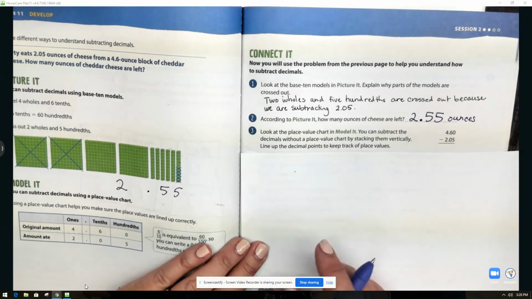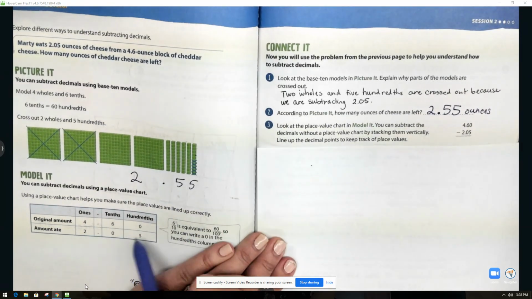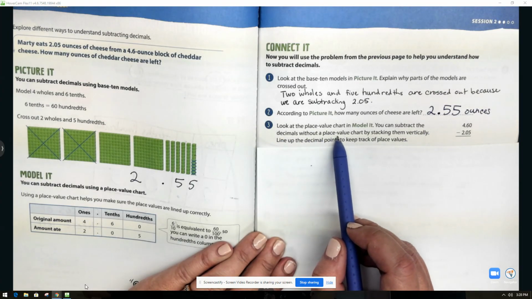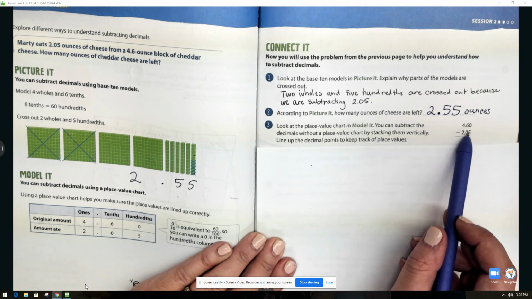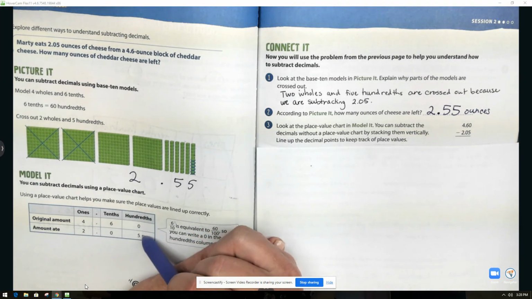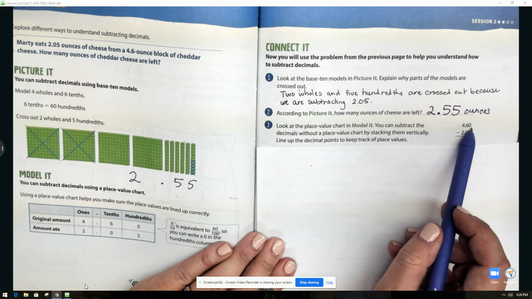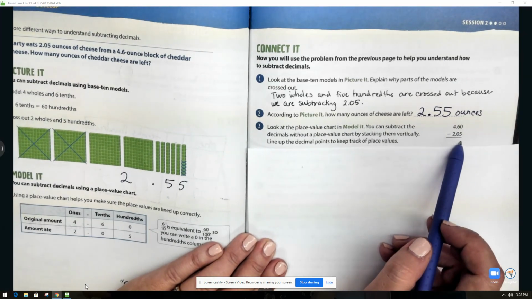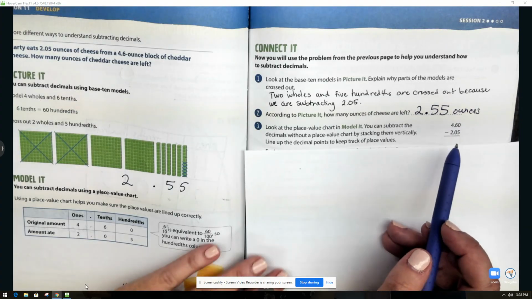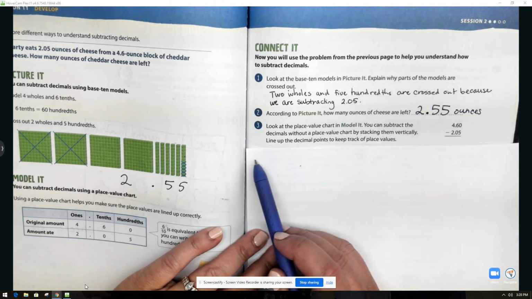Now, if we look at the place value chart and model it over here, you can subtract the decimals without a place value chart by stacking them vertically. So the book took these same numbers here and wrote them over here outside of the place value chart, but we kept them stacked vertically so that they are still in their place values.